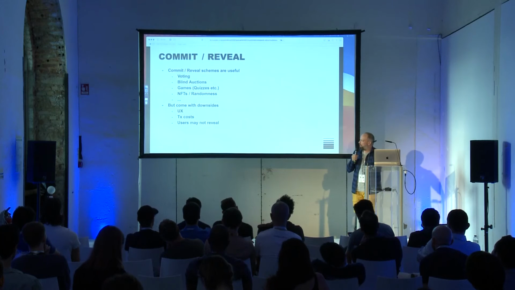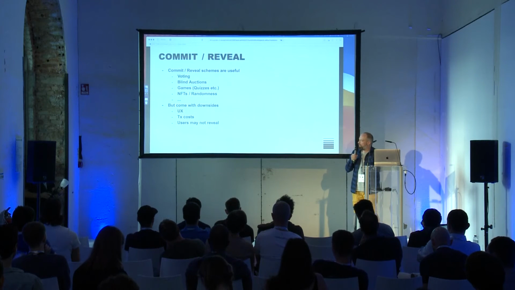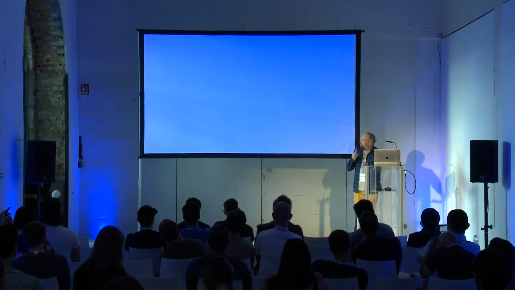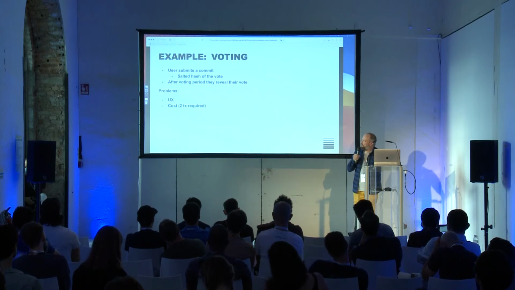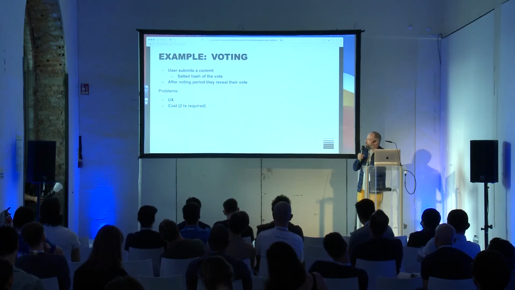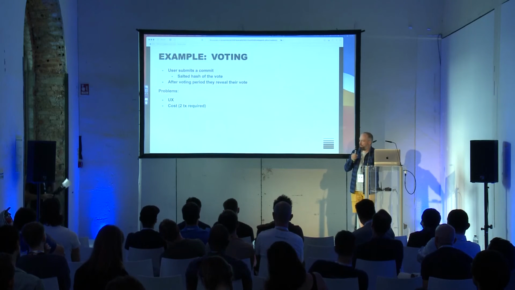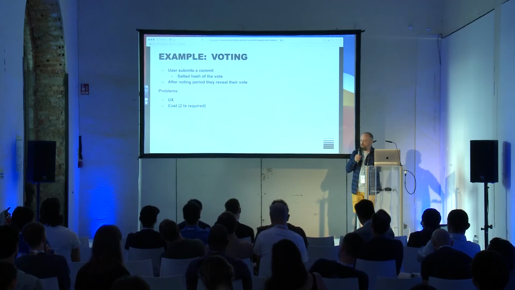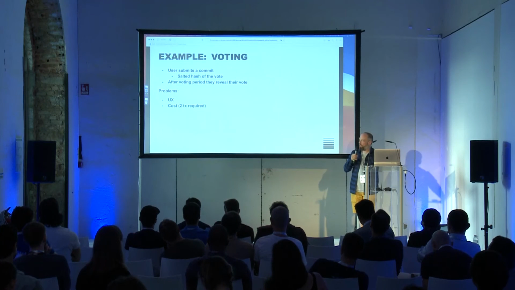The UX is not great. There are additional transaction costs, and users may not reveal because they just forget or don't want to spend the extra money for the second transaction. So in a voting example, users submit a commit, which is just a salted hash of their actual vote. And after the voting period is done, they will submit their actual vote as a reveal. And that has the mentioned problems of UX, that users have to remember to do a second transaction days or weeks later, depending on the specific system. And also two on-chain, or on-native chain, whichever chain that is, transactions are required.